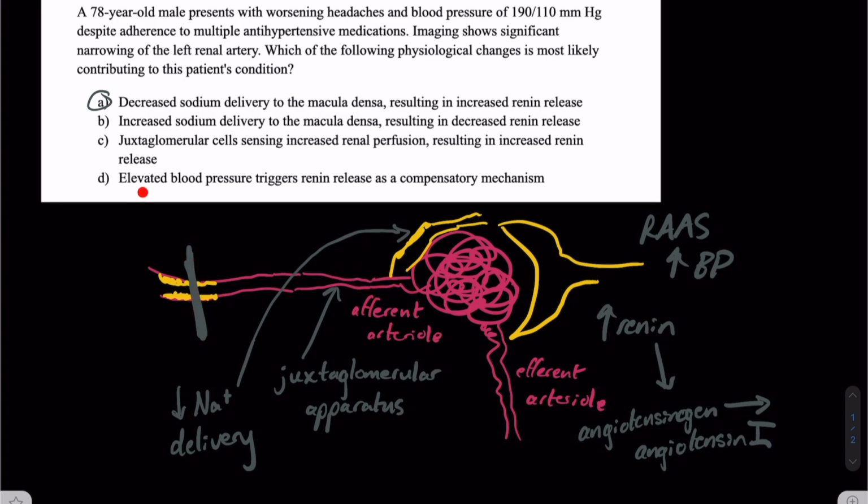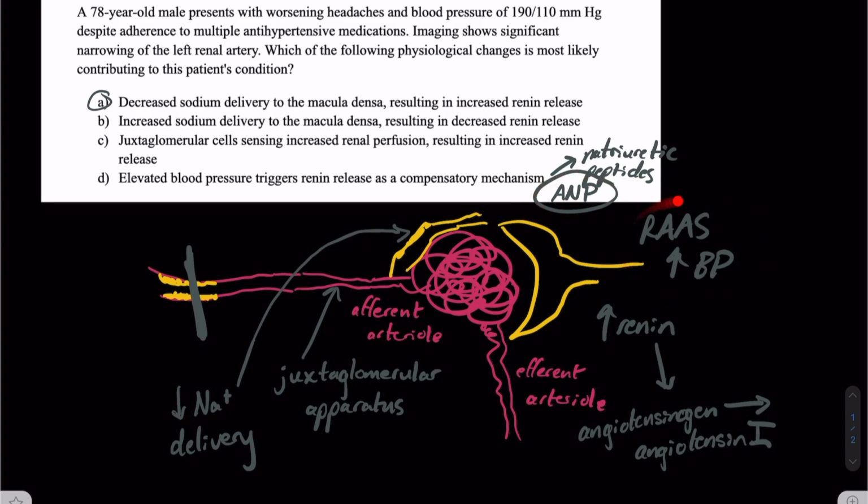And then D, elevated blood pressure triggers renin release as a compensatory mechanism. That's going to be the opposite. We actually release things called natriuretic peptides, and for the MCAT, the number one highest yield one that you're going to want to know is atrial natriuretic peptide, or ANP. And that's actually released by the atria of your heart when you get a stretch in the atria of your heart. The ventricles of the heart also release something called brain natriuretic peptide, or BNP, but that's less high yield for the MCAT. So that's one of our compensatory mechanisms for high blood pressure.